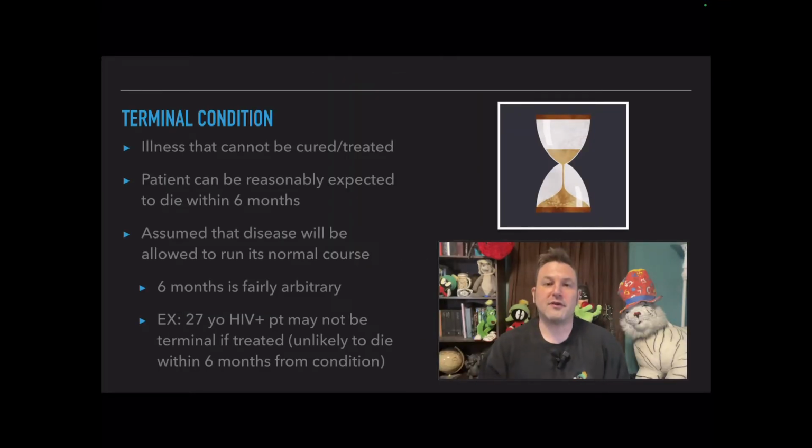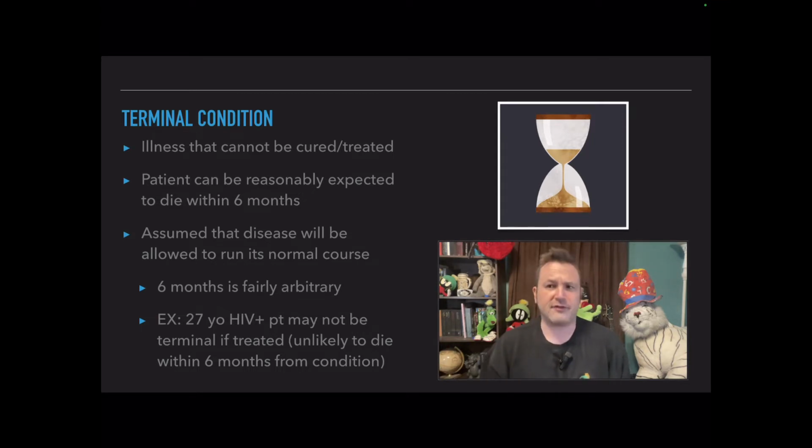So first we're going to do, just like always, some baseline vocabulary here. The first thing to discuss is terminal condition. Now, separate this from a terminal illness, okay? A terminal illness is something that you will eventually die from. Terminal condition is defined as having an illness that can't be cured or treated, and that the patient can be reasonably expected to die from within 6 months, assuming that the disease runs its natural course.